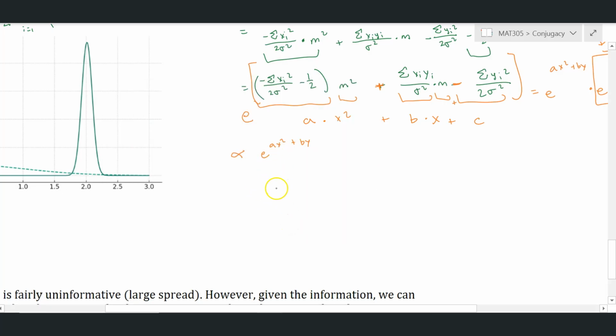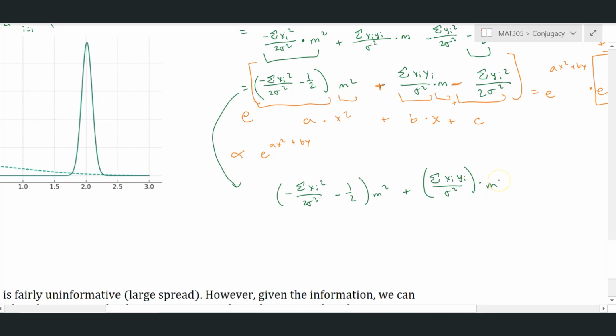E to the, so that leaves us with just taking off from here. That is going to be, for this term, negative sum of xi squareds over 2 sigma squared minus 1/2 times m squared plus the sum of xi yi over sigma squared times m.